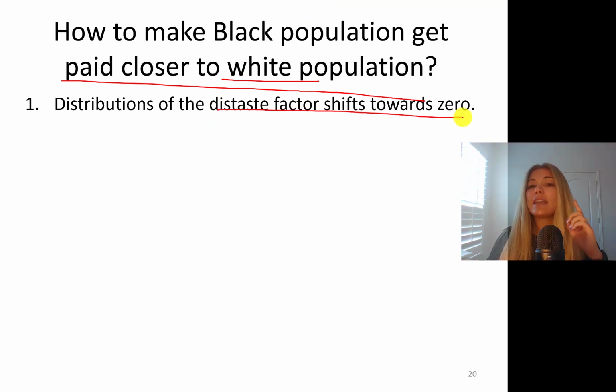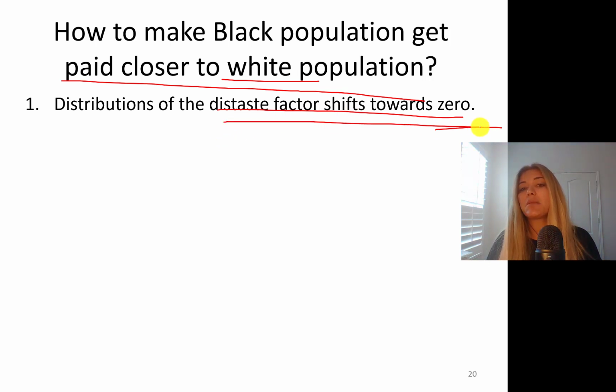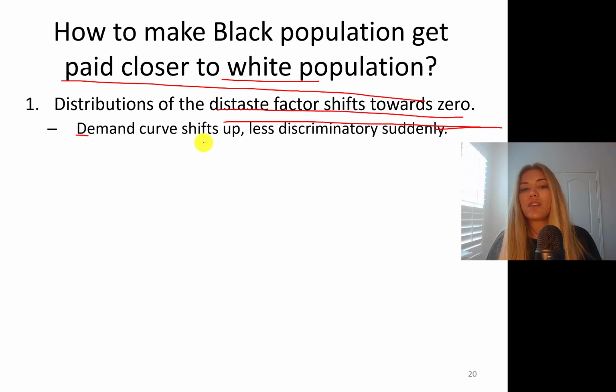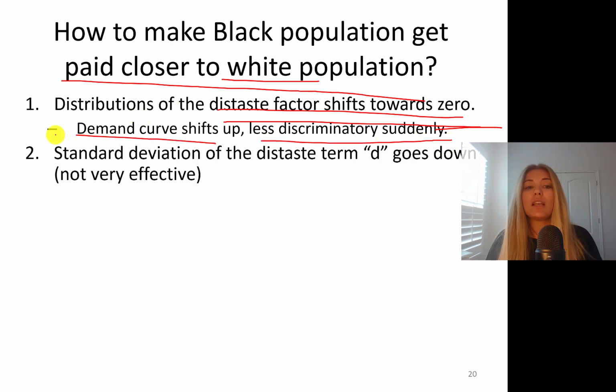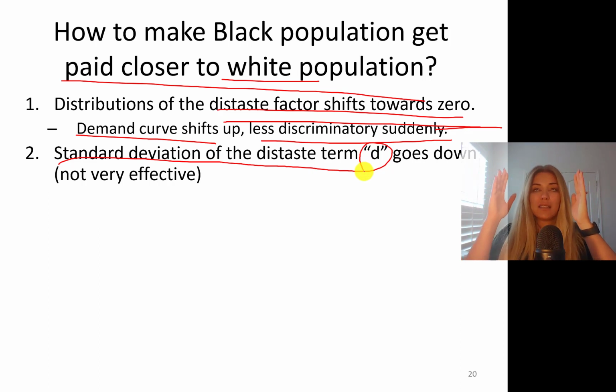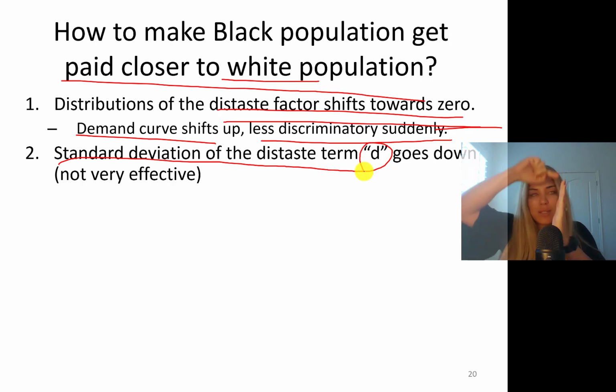Again, look, folks. In this model, we assume black and white workers have the same education and the same productivity. However, that's unfortunately not the case. Education attainments are different, but we're assuming black and white workers are identical. So in a discriminatory environment, the distribution of the distaste factor shifts towards zero. Companies become less discriminatory, and the demand curve will shift up. The standard deviation of the distaste factor D goes down. This is not very effective, but the frequency distribution of the distaste factor for the minority group shrinks. That distribution becomes skinny and taller.